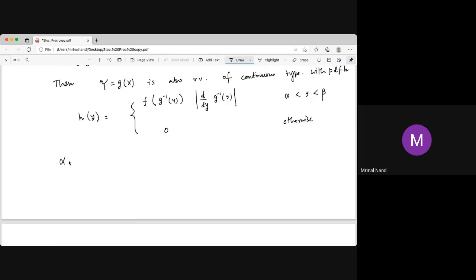Alpha is nothing but the minimum of the two numbers, g of minus infinity and g of plus infinity. We know that for a continuous function, the whole range is actually from the minimum to the maximum, and beta is the maximum of g of minus infinity and g of plus infinity.